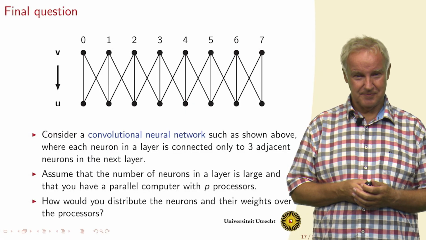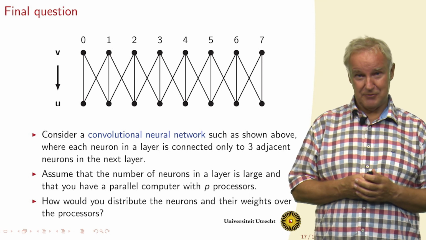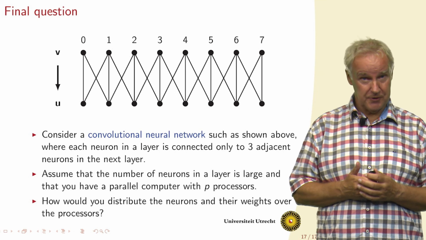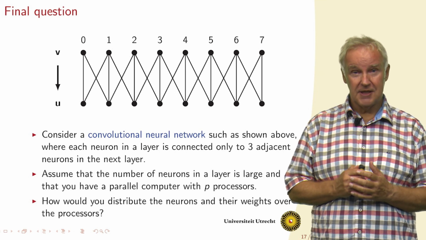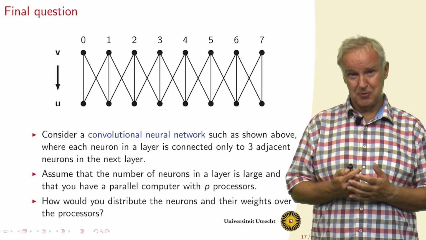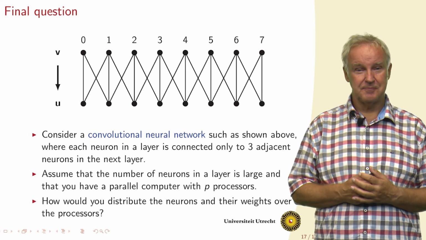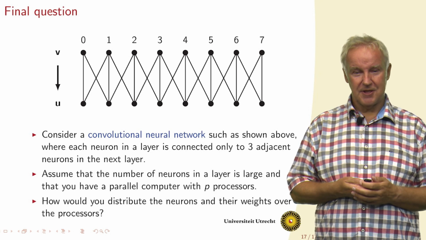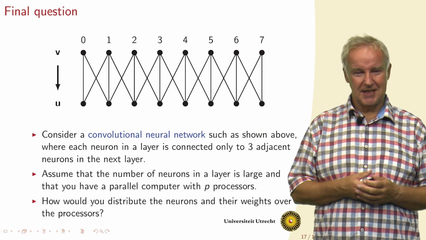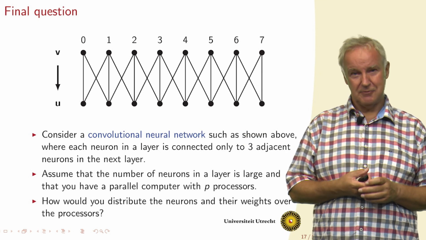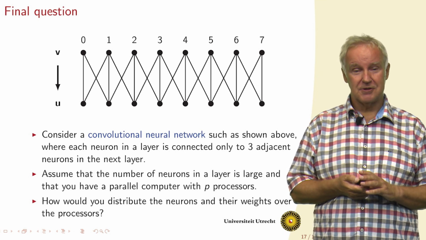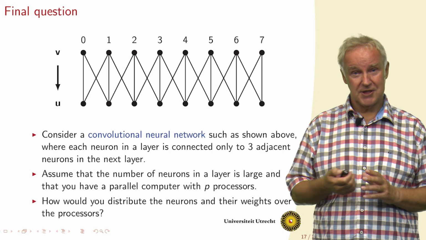A final question. Here we have another artificial neural network, a convolutional neural network, where every neuron is connected to only the neighboring neurons in the next layer, and of course to itself, but then in the next layer. And this is a number of neurons that's large, so larger than actually in the picture. Assume that we have that, and that we have a parallel computer with P processors. How would you distribute the neurons and their weights? How would you assign them to processors?